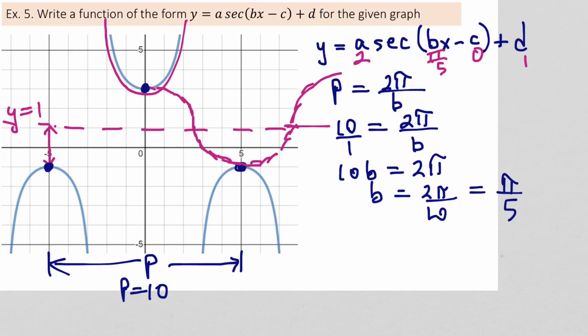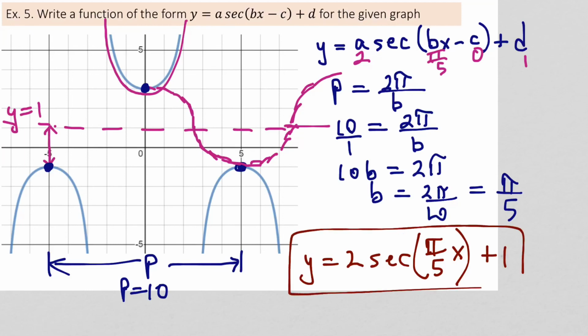We can go ahead and write the equation by doing our substitutions. All right, so we got y is equal to 2 secant of pi over 5 times x. We have 0 for C and plus 1. So this is the equation that describes our graph.